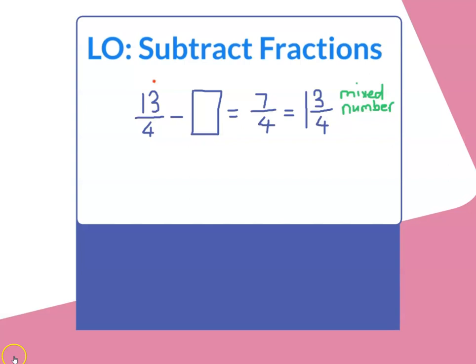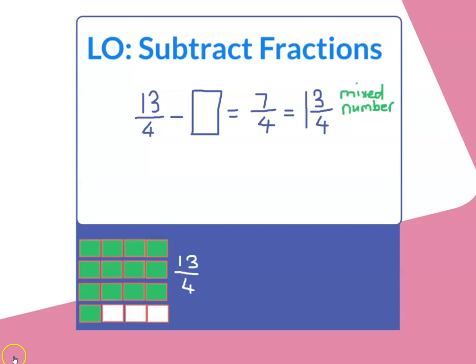We begin by illustrating 13/4 with a bar model. That is our starting amount. Here's a representation of 13/4, 13 parts of 4. Now let's look at what 7 parts of 4 looks like. Next, we need to find the difference between the two sets of fractions, 13/4 and 7/4. We can see that there is a difference of 6/4.